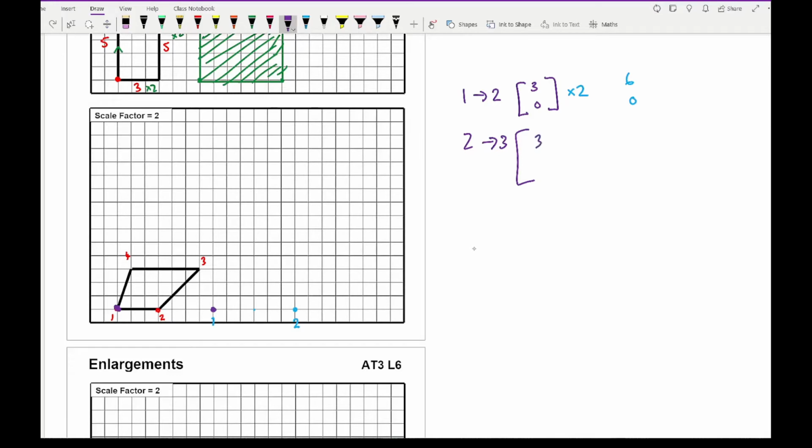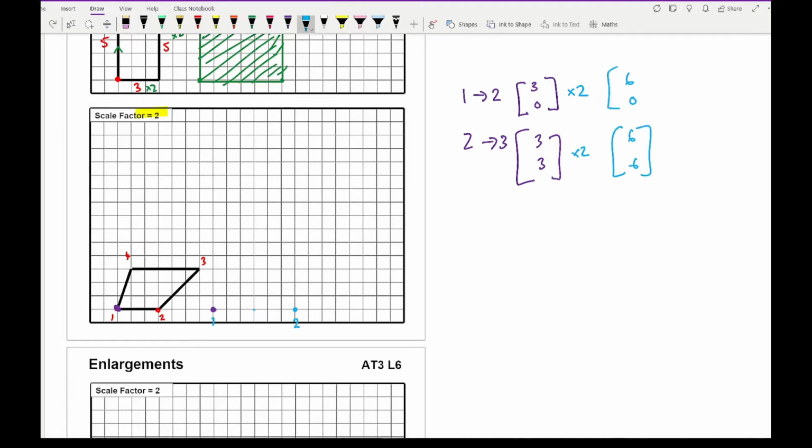So that's going to be 3, 3. So again, if I multiply that by 2, and again, why am I multiplying by 2? Because my scale factor is 2. So if my scale factor is 2, I'd multiply these column vectors by 2. So here I get 6 and 6.